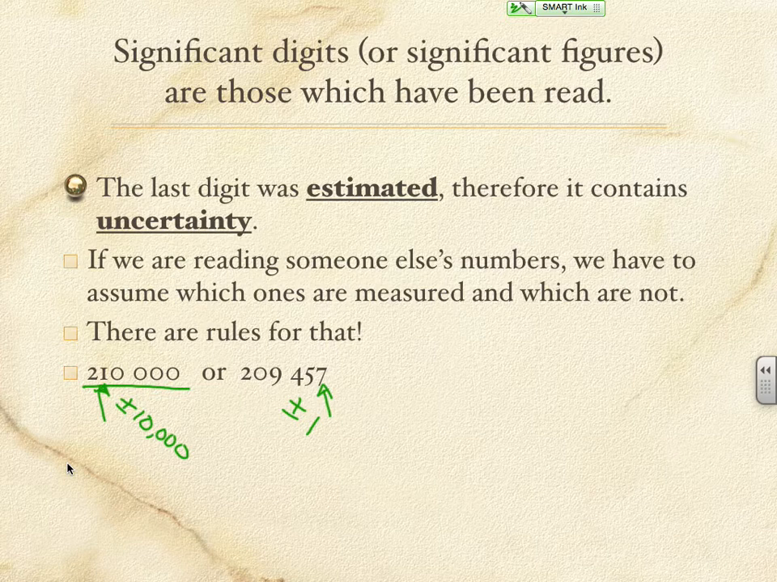So which one of these is more detailed? 209. Okay, so the second number is clearly more precise than this one is. Which one is more accurate? We don't know unless we know what the actual population of Laredo is.